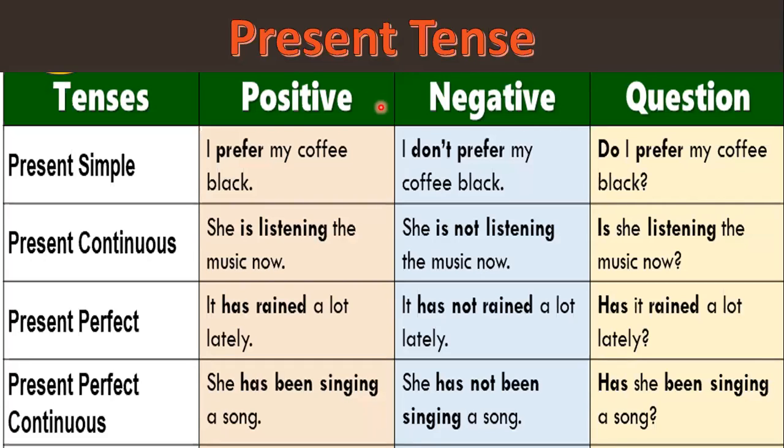The present tense, or the simple present tense, will be: I prefer my coffee black. The negative will be: I don't. Now, please, don't write "I doesn't," because there is no such grammar where you use "I doesn't." It's always "I don't." Okay. I don't prefer my coffee black. Do I prefer my coffee black?